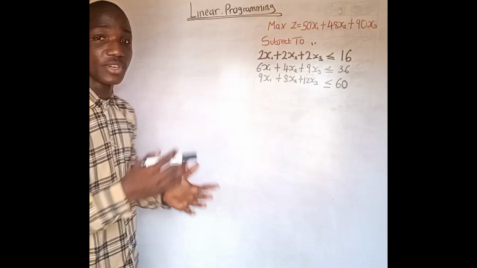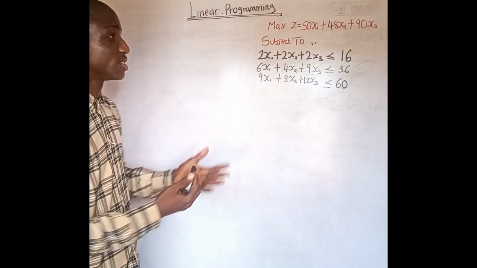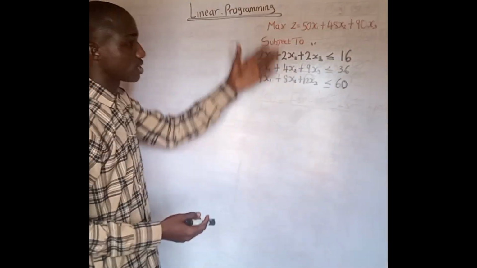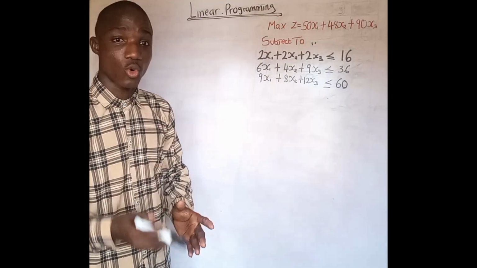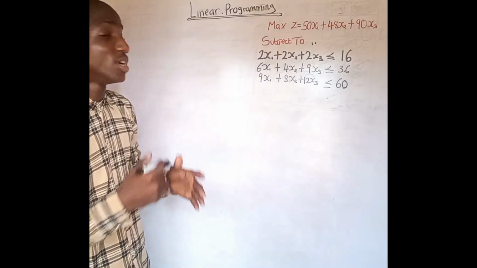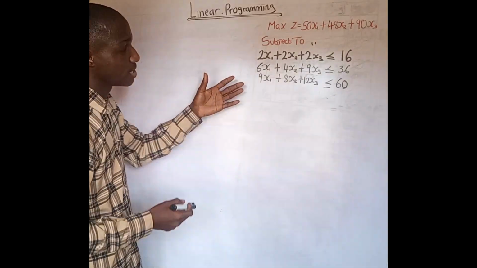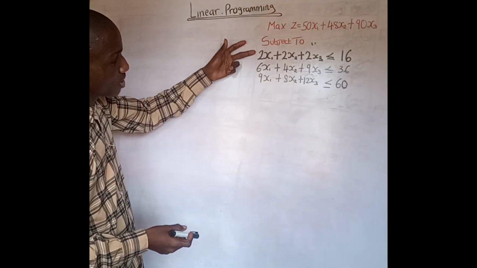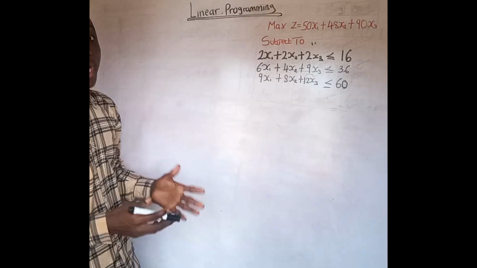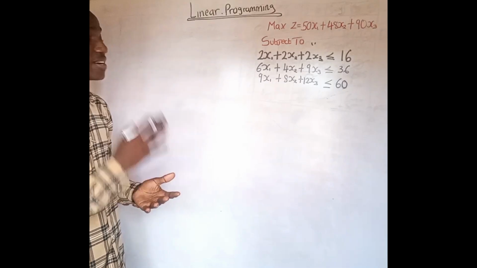The work of the slack variable is to absorb those resources that are unused. Therefore, if I want to introduce slack variables, you look at the number of your constraints to know the number of slack variables that you are going to introduce. For example, in this case, I have three constraints: constraint 1, constraint 2, and constraint 3. Therefore, I'm going to be introducing three slack variables.